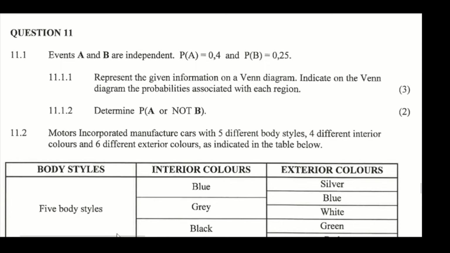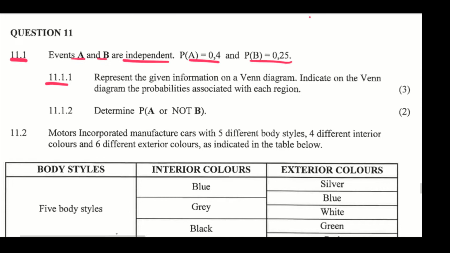Question 11. 11.1, we are told that events A and B are independent events, and the probability of A is 0.4, the probability of B is 0.25. So 11.1.1: represent the information given on a Venn diagram. Indicate on the Venn diagram the probabilities associated with each region.